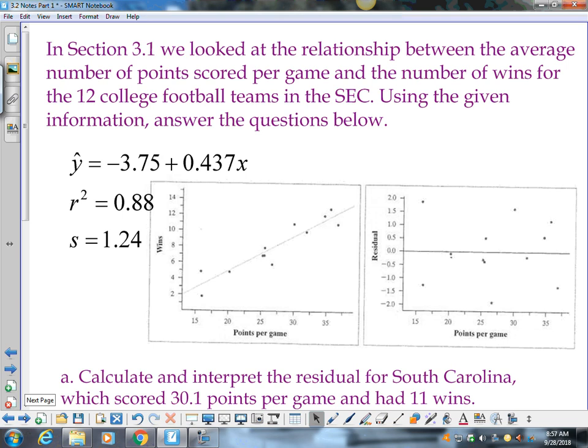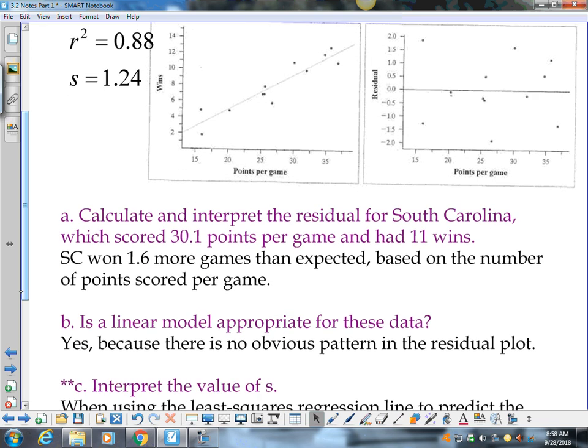Okay, in section 3.1, we looked at the relationship between the average number of points scored per game and the number of wins for 12 college football teams in the SEC. We're going to use the given information to answer the questions below. So we'd already gotten our equation. There's my R squared, and I found my S. I've got my graph, and I've got my residual plot. Make sure you understand where all this stuff came from, and make sure you would know how to go get it, where everything is. It says calculate and interpret the residual for South Carolina, which scored 30.1 points per game and had 11 wins.